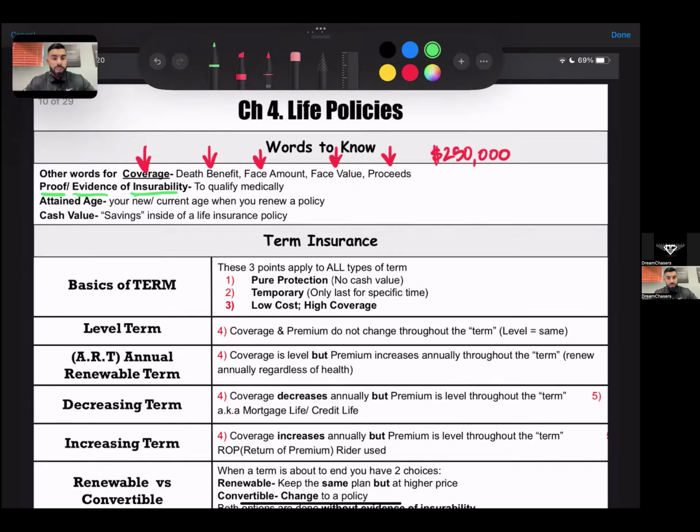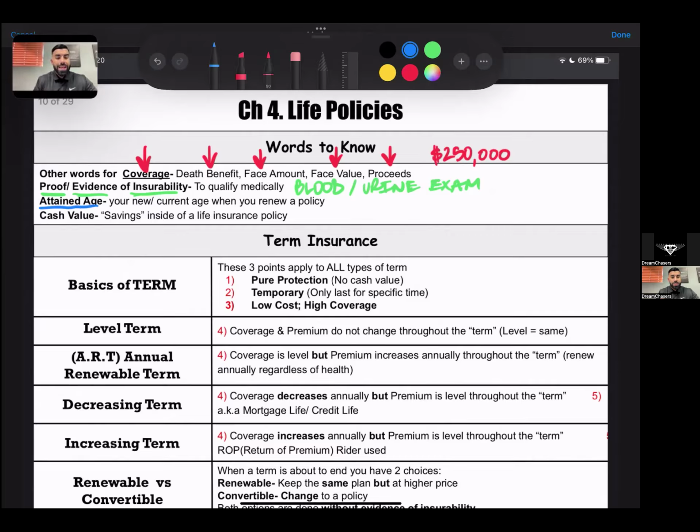Now, next term is proof or evidence of insurability. With this, they mean the exact same thing. Just make sure that you're aware of how it is written on the test or on the question because they can use either or. Proof of insurability or evidence of insurability. And what those mean is that you have to qualify medically, meaning you have to do a blood and urine exam. Okay. A blood and urine physical medical exam is what they're asking when they ask for proof of insurability or evidence of insurability.